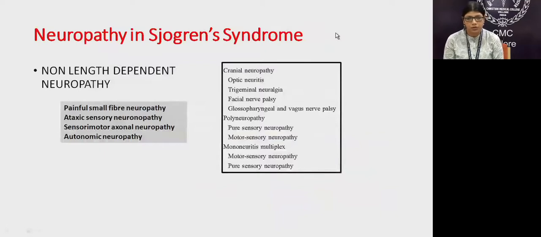Neuropathy in Sjogren's syndrome classically presents as a non-length dependent neuropathy. That means they typically present with perioral paresthesia, trigeminal facial numbness, or anterior abdominal wall numbness. In addition, they can present as an ataxic sensory neuronopathy because of dorsal ganglion involvement. So they will be ataxic but with normal power, and joint position sensation will be absent.